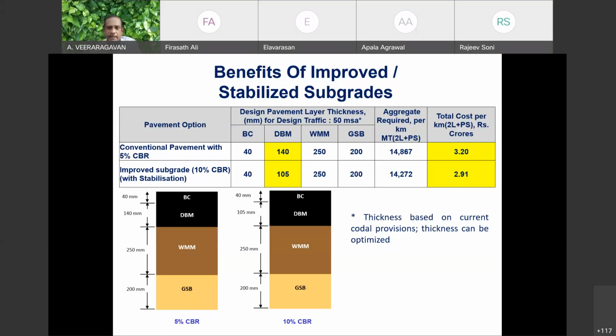Not only that, this pavement will be subjected to less moisture-induced damage. When there is less moisture damage, your performance will be better. When the performance becomes better, its maintenance cost will be lesser. The aggregate requirement for maintenance will also be lesser. Therefore, it's a win-win situation. I'm not only reducing the aggregate consumption, I'm also reducing the cost, and I'm also improving the performance. So a simple solution for sustainable pavement engineering is improving the properties of the subgrade and the lower layers.